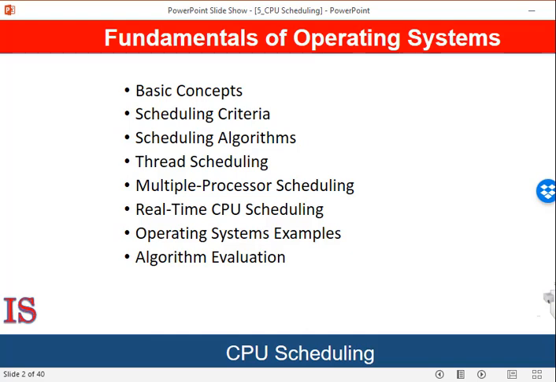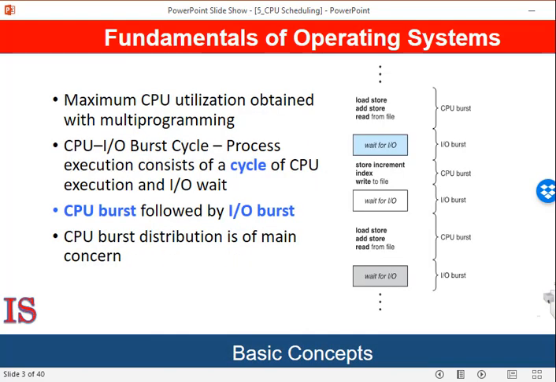Scheduling of this kind is a fundamental operating system function. Almost all computer resources are scheduled before use. The CPU, of course, is one of the primary computer resources. Therefore, its scheduling is central to operating system design. The success of CPU scheduling depends on an observed property of processes.